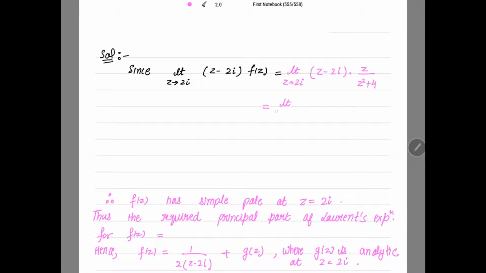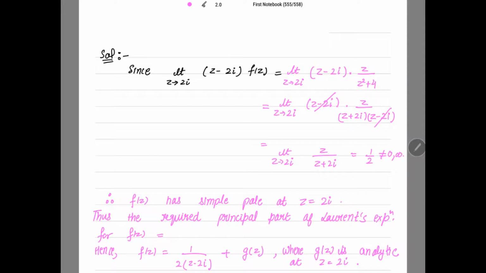Then this is equal to limit z tends to 2i of (z minus 2i) z over, the denominator can be written in parts as (z plus 2i)(z minus 2i). This z minus 2i cancels, which is equal to limit z tends to 2i of z over z plus 2i. Now put the limit over here, you will get 1 by 2, which is not equal to 0 or infinity.